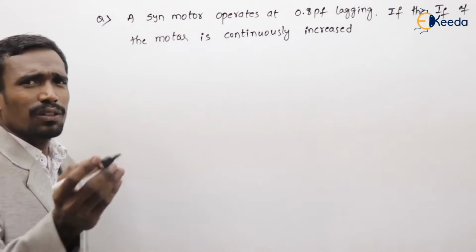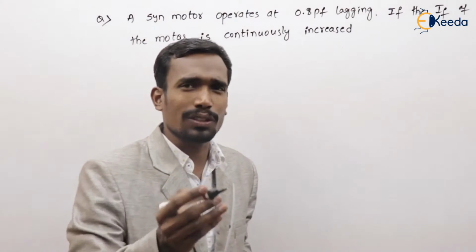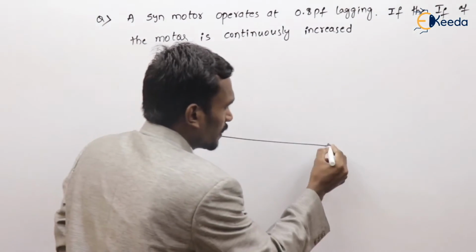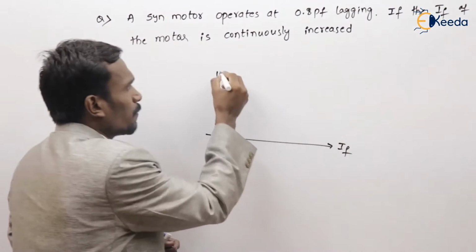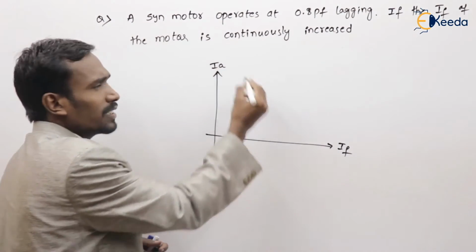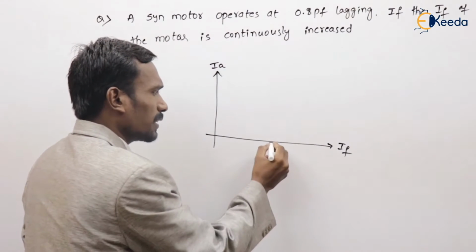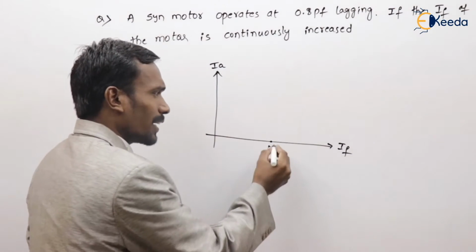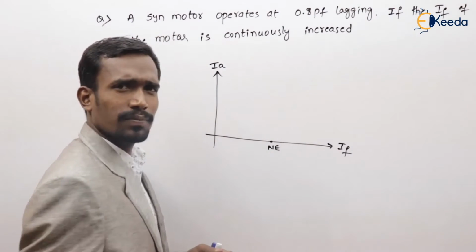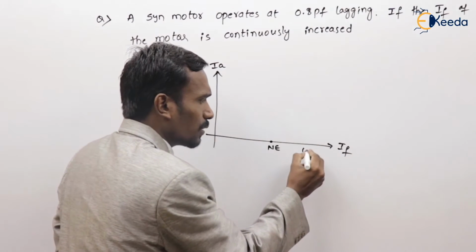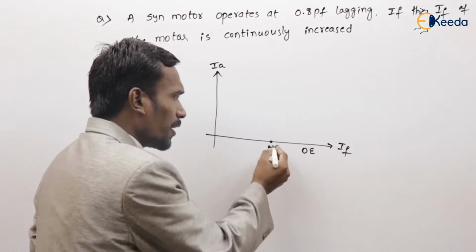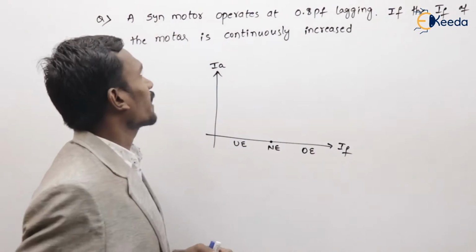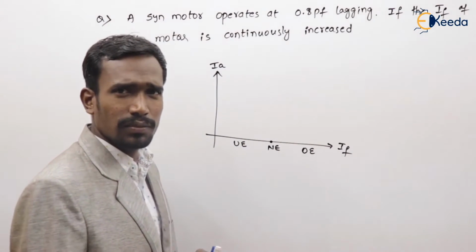So first we have to draw the V-curve and inverted V-curve for the motor. Let's see how they are. For example, this is my field current, and this is my armature current. This is the normal excitation condition, at some field current. If the field current increases, it is over excitation. If the field current decreases, it is under excitation.